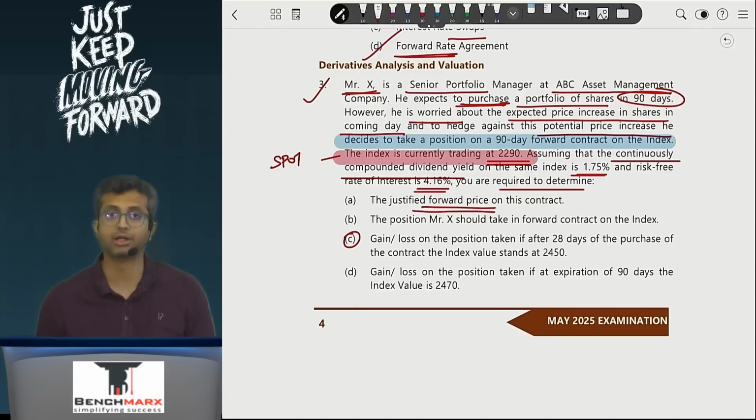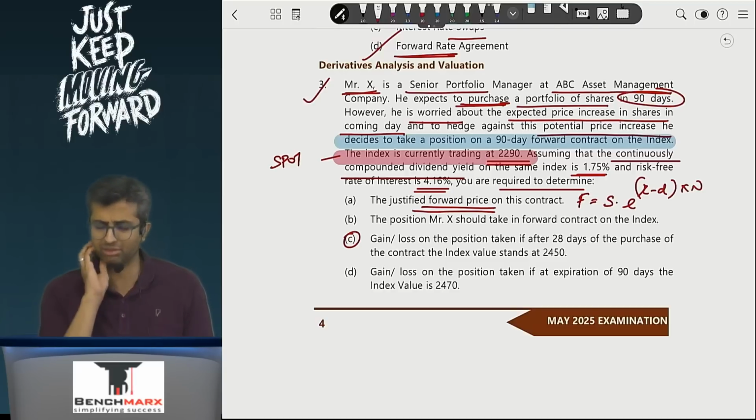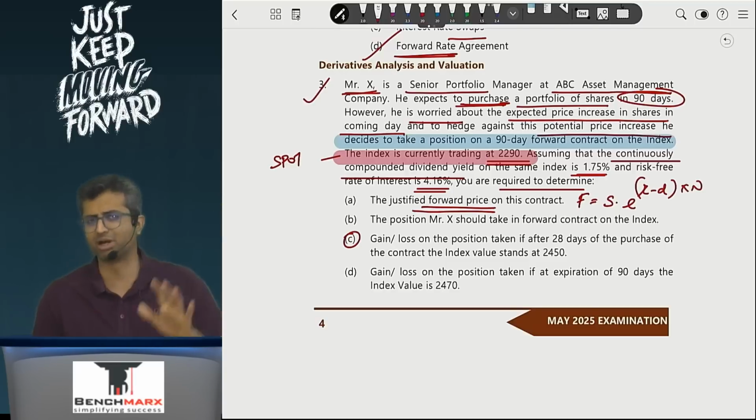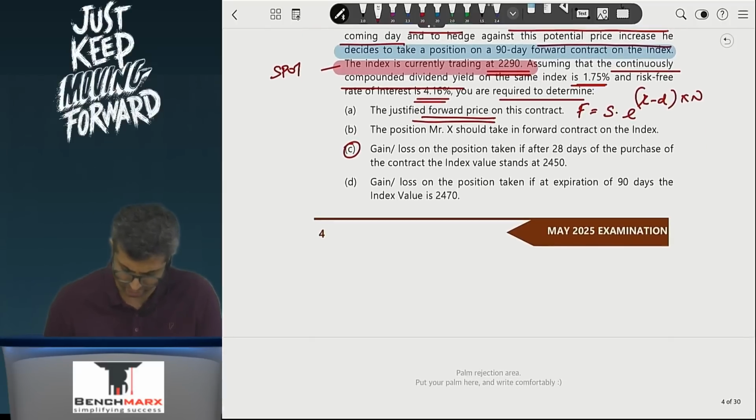Because there is continuous compounding involved, the formula will be F is equal to S into e raised to (r minus d), that is rate of interest minus the dividend yield, into n, where n is the number of years. If you have to take the working in months, that is months divided by 12. If you have to take it in days, that's days divided by 365. So you have to find the justified forward price on this contract.